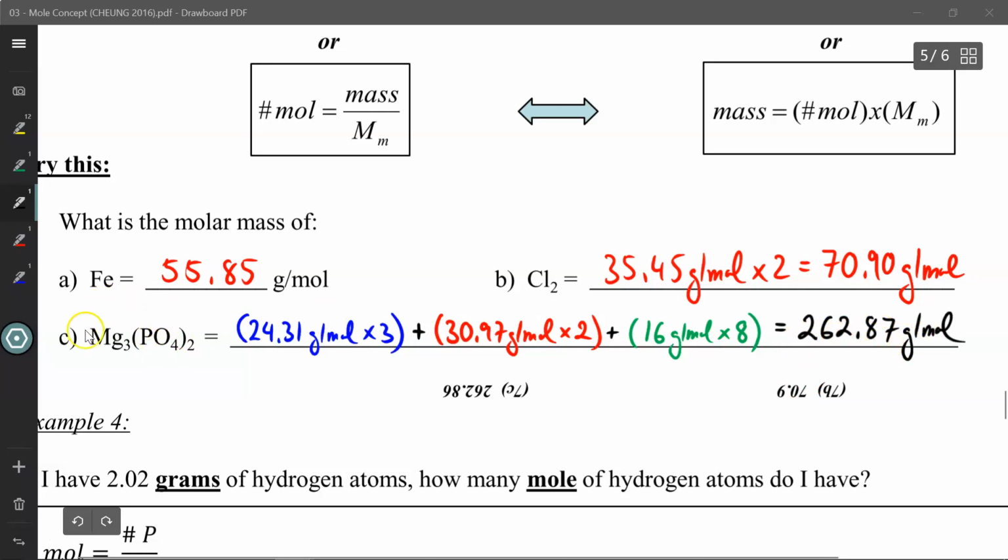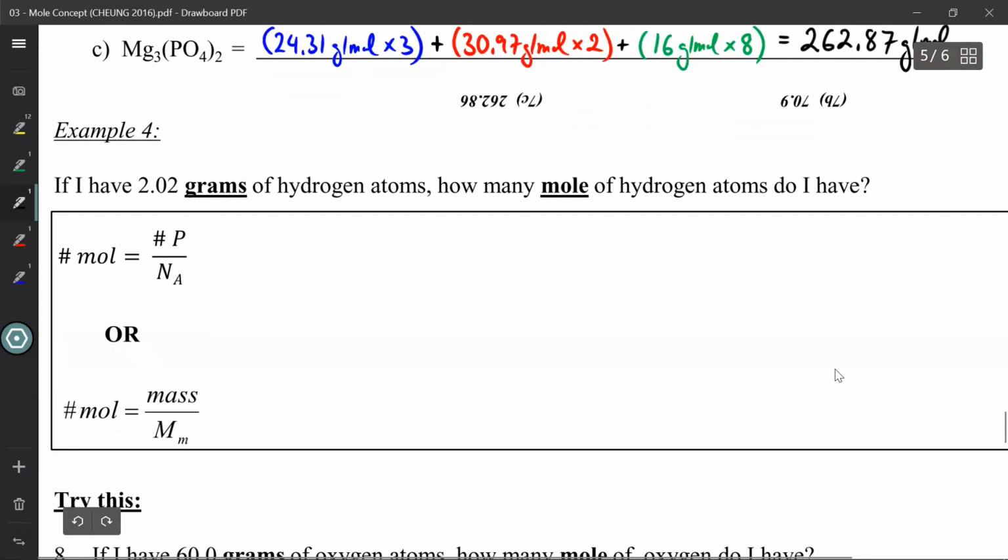Meaning, if I had 6.02 times 10 to the power 23 compounds of magnesium phosphate sitting in my hand, or 1 mole of magnesium phosphate sitting in my hand, it would have a mass of 262.87 grams. Alright, let's take a look at the next question.